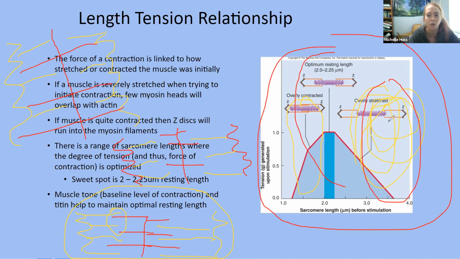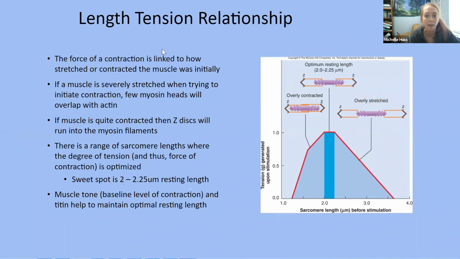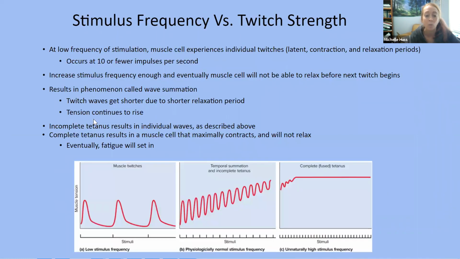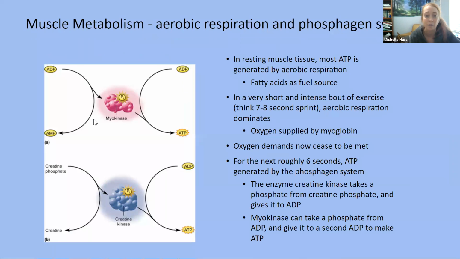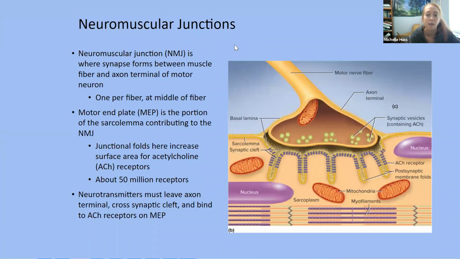You don't have to interpret this graph, but you do have to understand how our sarcomeres work. Okay, that's the last of the length tension relationship. All right, we are done. There's lots more slides to look at if you'd like, but we are done with this first packet. Lots and lots of stuff to cover in this chapter. Take a break and watch the next video when you're ready.